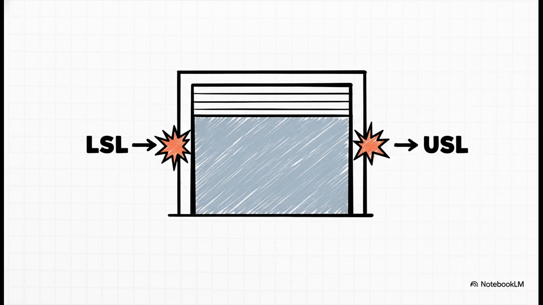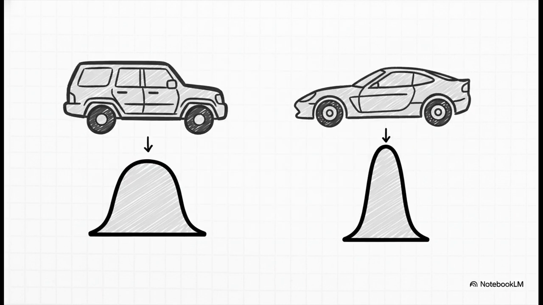You've made a defect. Next, your car. The width of your car represents your process variation. A big, wide SUV, that's a process with a lot of natural variation. A sleek, narrow sports car, that's a super consistent, low variation process. And obviously, it's a lot easier to park a narrow car than a wide one.